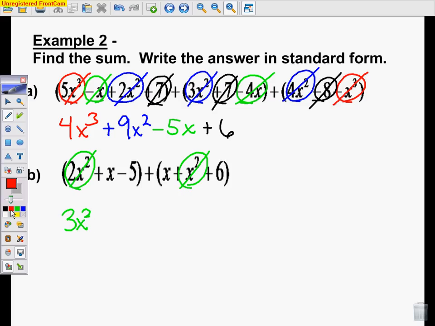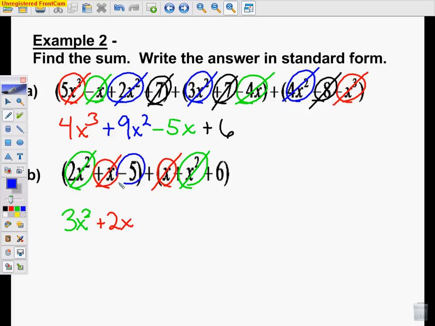Then we have our x terms. We have a positive x, and we have again another positive x. x plus x is 2x. Remember, when you add like terms, the terms don't what? They don't change. All right, and then lastly, we have our constants.